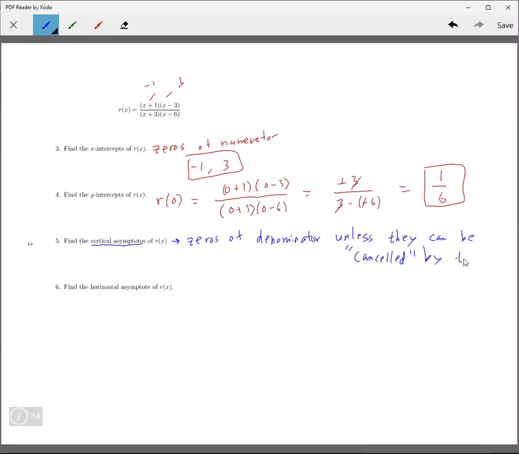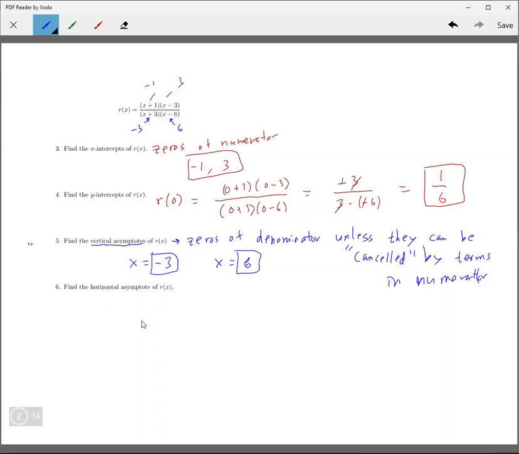Canceled by terms in the numerator. Okay, so here we have -3, and that one is 6. So those will be vertical asymptotes. Okay, so the equations are x equals -3 and x equals 6. Those are the equations.